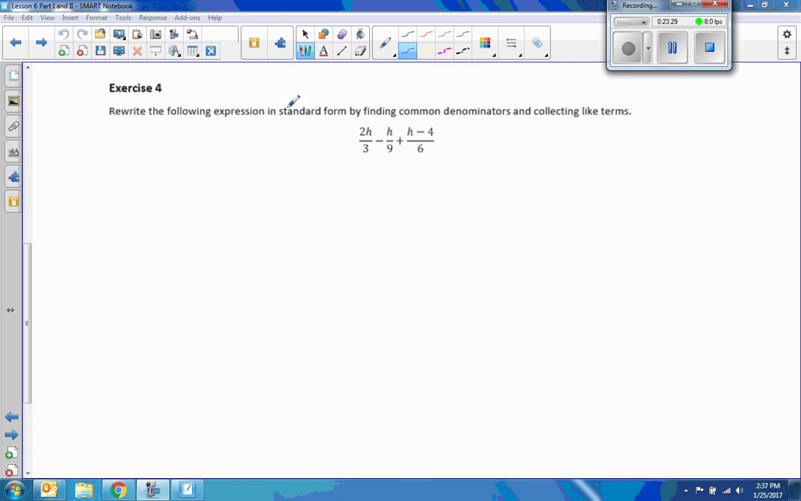Okay, exercise 4 says to rewrite the following expression in standard form by finding common denominators and collecting like terms. So I have a 3, I have a 9, I have a 6. 3 goes into 9, but 6 won't. So then we go on to the next one. 9 times 2 is 18, and 6 times 3 is 18, so there's our common denominator. So step 1, I'm going to put everything over 18. So 3 times 6 is 18, and 6 times 2 is 12. I'm going to put h out front this time, like this. Okay, I can do that, or I can leave it up in the numerator, but I think I'll just do this here.